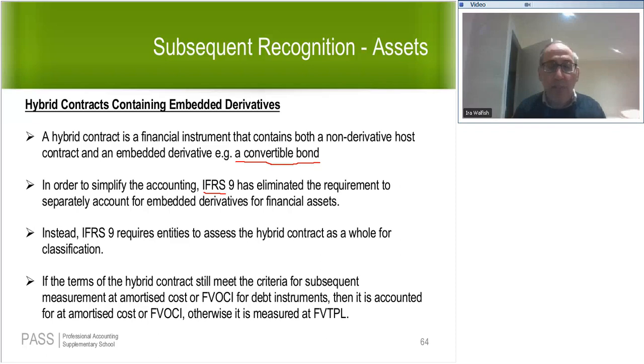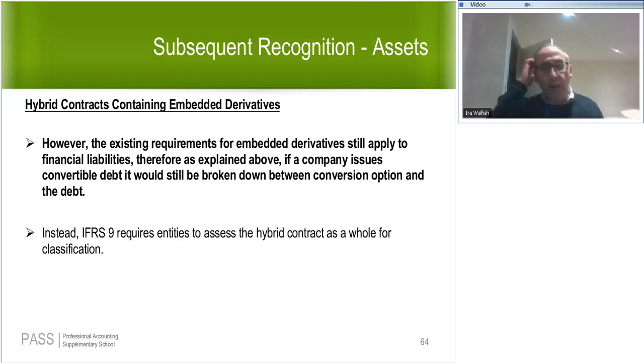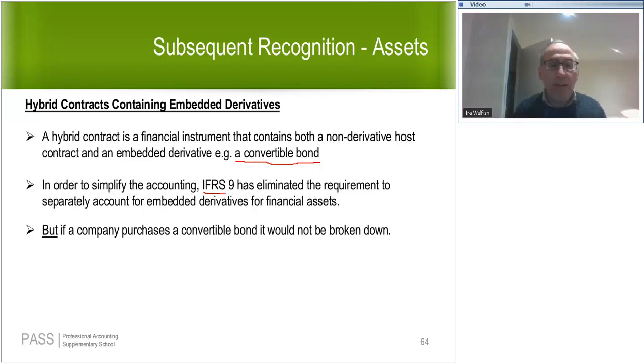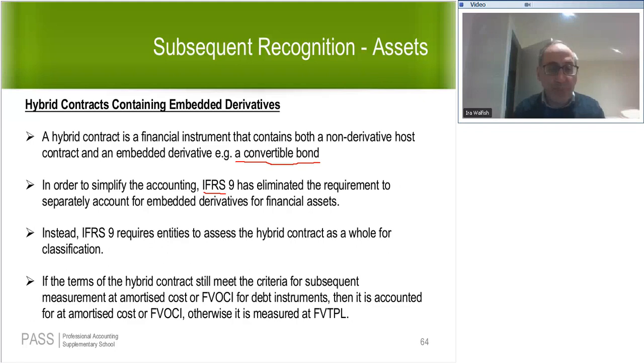Now, this is only for the asset, as I keep saying over and over again. When you issue debt, you still break it down. That's the point I'm trying to make. So we distinguish between what you do when you buy a hybrid instrument versus when you issue it.